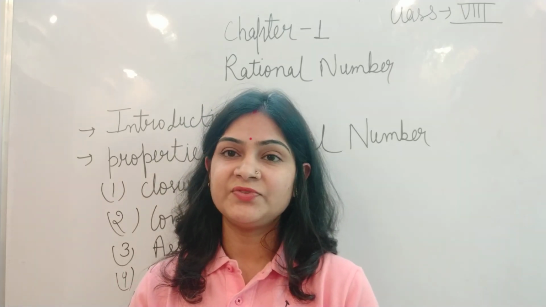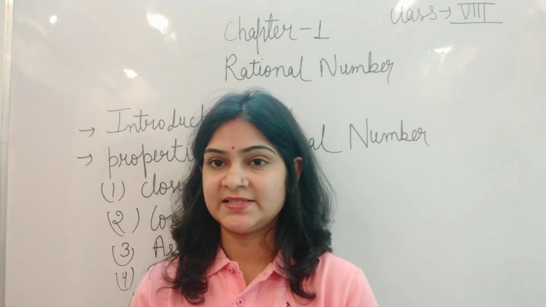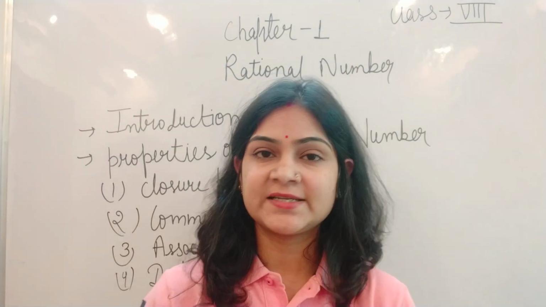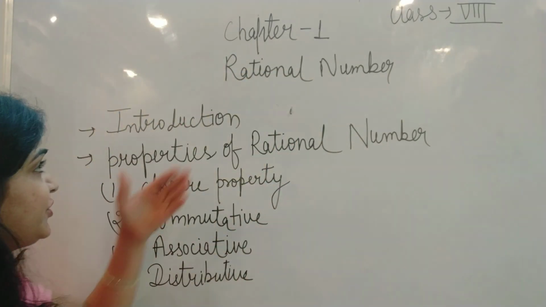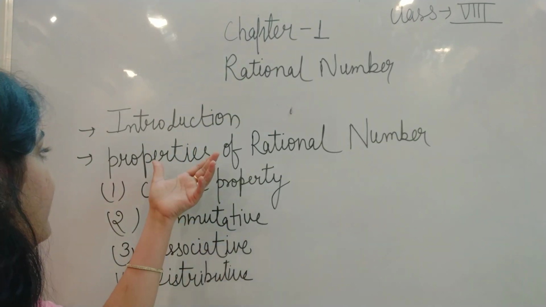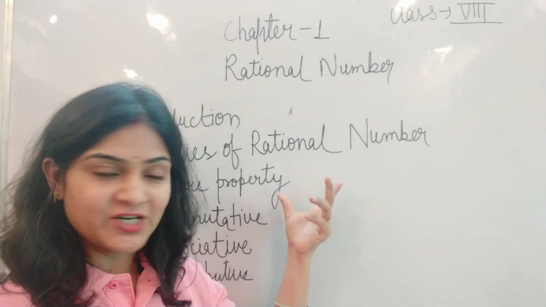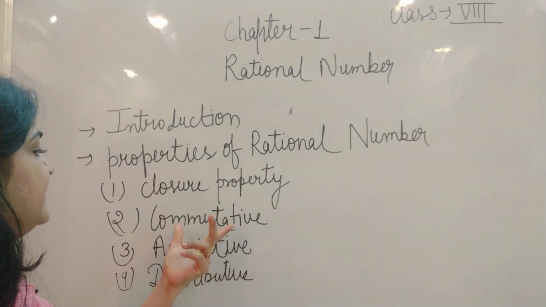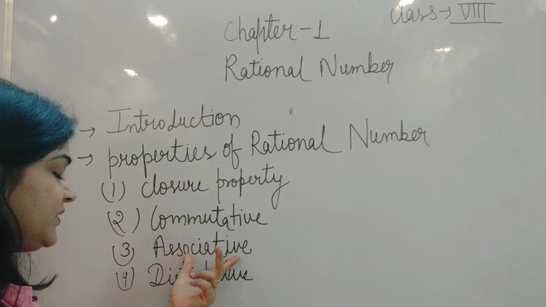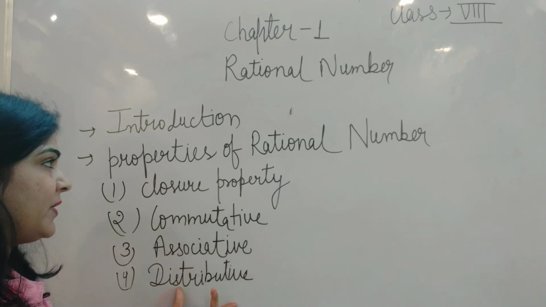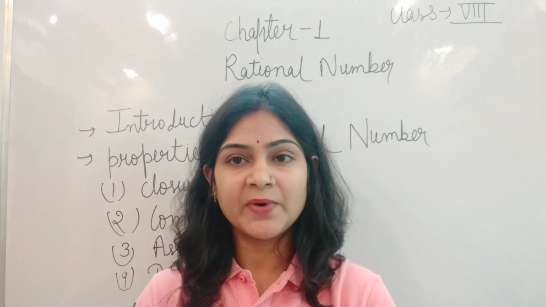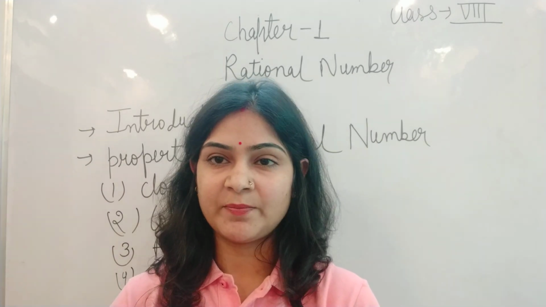This is the first video of class 8th Maths NCERT, chapter 1, rational numbers. In this video we will discuss rational numbers and their properties. The first property of rational numbers is the closure property, then the commutative property, associative property, and distributive property. In this video we will discuss only the first property, the closure property.